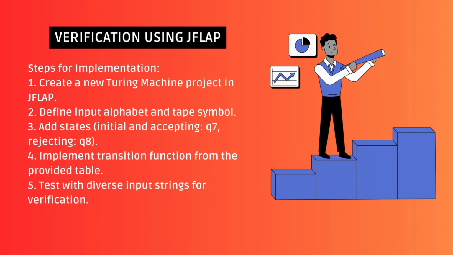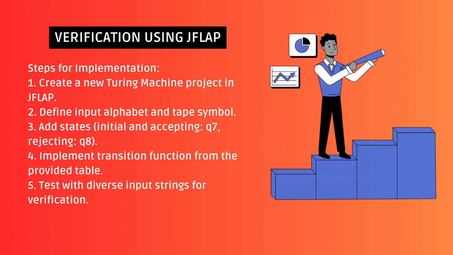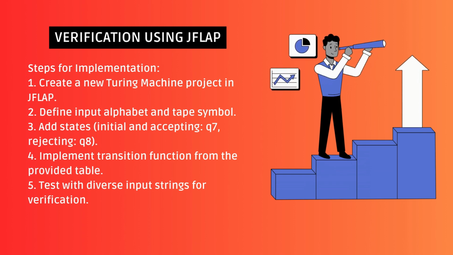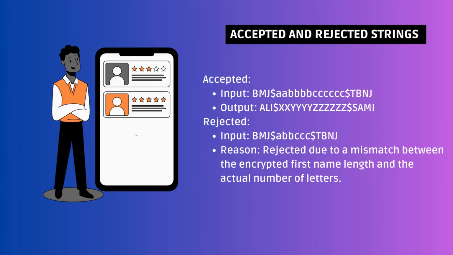Thus, these steps will unveil the verdict of acceptance or rejection, offering insights into how well your Turing machine interprets and processes the input string. Here, the output we got from verification in JFLAP is as shown. The input provided metamorphoses into the accepted encrypted string. However, the other string is rejected, and this is due to a mismatch between the encrypted first name length and the actual number of letters.